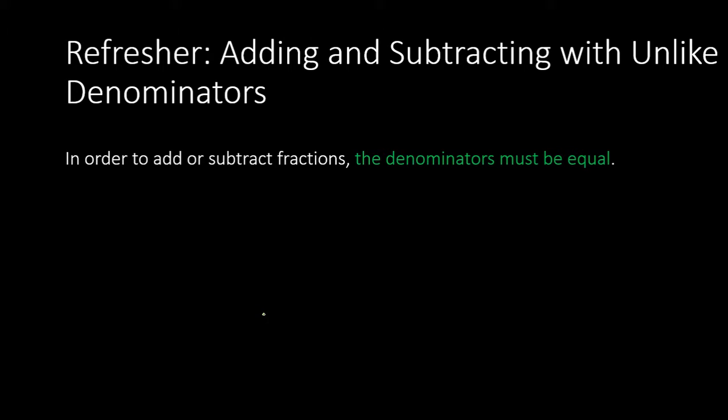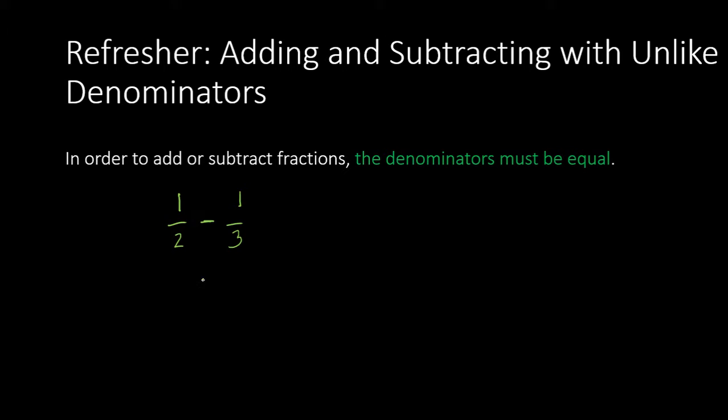What happens when you have unlike denominators? So going back to my example of 1/2 minus 1/3, I can't solve this yet, right? I have to have the same denominator. So what can I do?